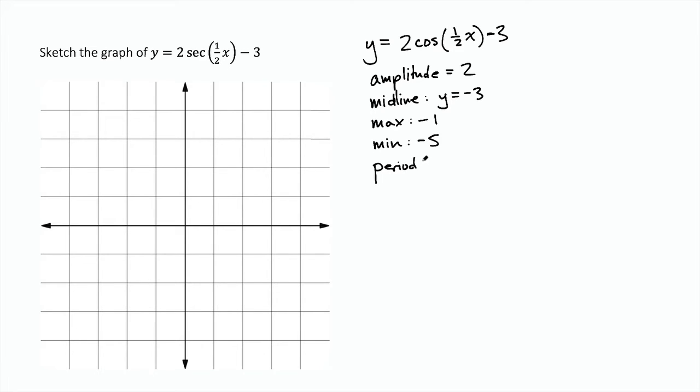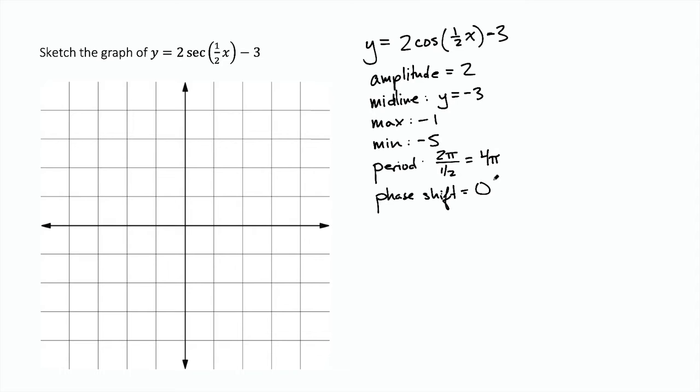The period is 2 pi over the absolute value of b, so over 1/2, and we get 4 pi for our period. And then our phase shift is c over b, but c is 0. There's nothing being subtracted from just this x, so our phase shift is 0.